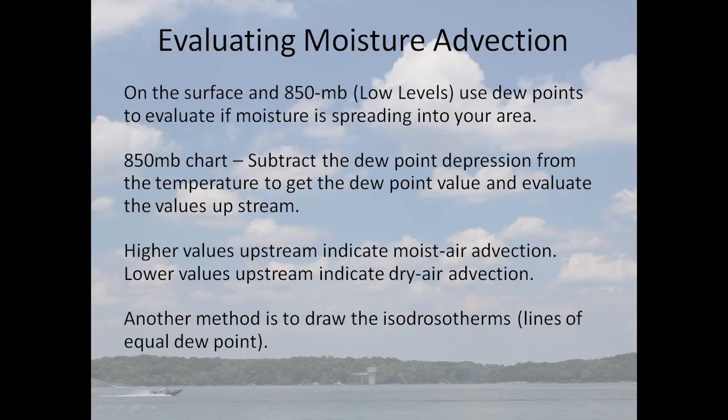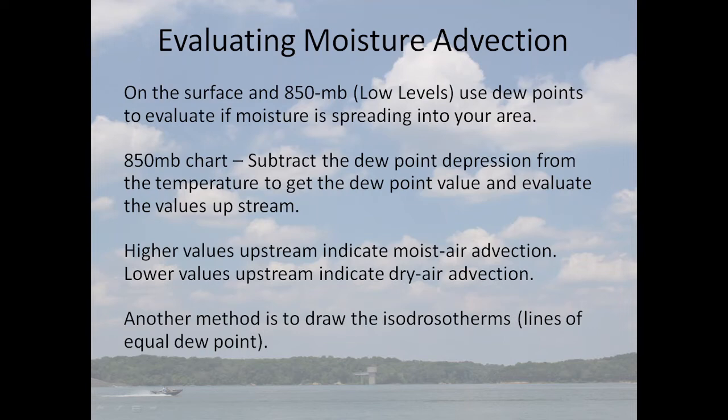Higher values upstream indicate moist air advection. So if you have a higher dew point upstream, then you have moisture pushing into the region. Lower values upstream indicate dry air advection. So if you have a lower dew point, then you'll have drier air pushing into the area, so you can determine if we are adding moisture to that system or not. Another method is to draw isodrosotherms, and that's lines of equal dew point.